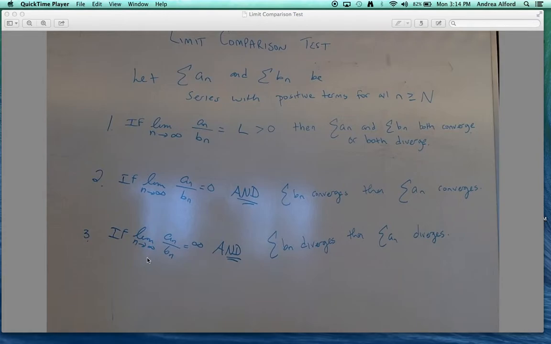If, on the other hand, the limit as n approaches infinity of a sub n over b sub n is infinity, and the sum of b sub n diverges, then the sum of a sub n diverges as well. Again, what's happening here? A sub n is probably larger than b sub n. So if b sub n is a divergent series, so is a sub n.